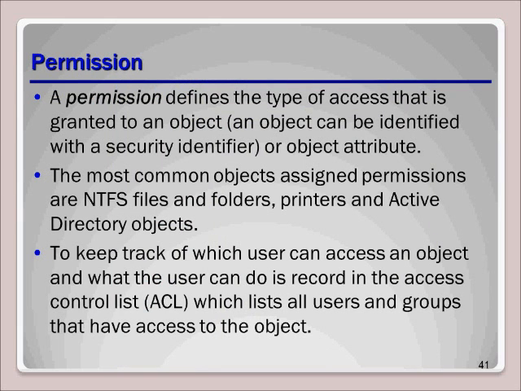Permission. A permission defines the type of access that is granted to an object. An object can be identified with a security identifier or object attribute. The most common objects assigned permissions are NTFS files and folders, printers, and Active Directory objects. To keep track of which user can access an object and what the user can do, this is recorded in the access control list, which lists all users and groups that have access to the object.